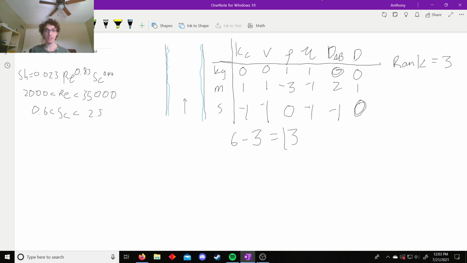Now, this number right here tells us how many dimensionless groups or dimensionless numbers we can use to completely describe our problem. So using these 6 variables, we're going to create 3 dimensionless groups, and we're going to call them pi1, pi2, and pi3.